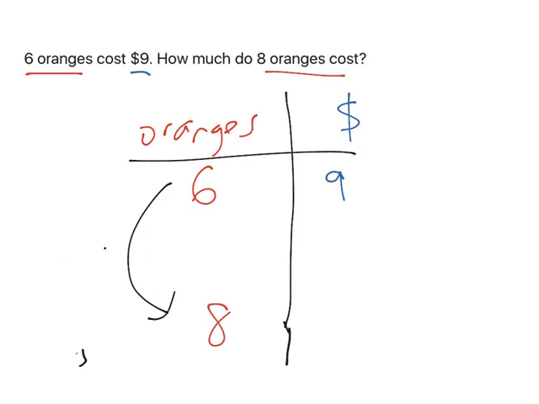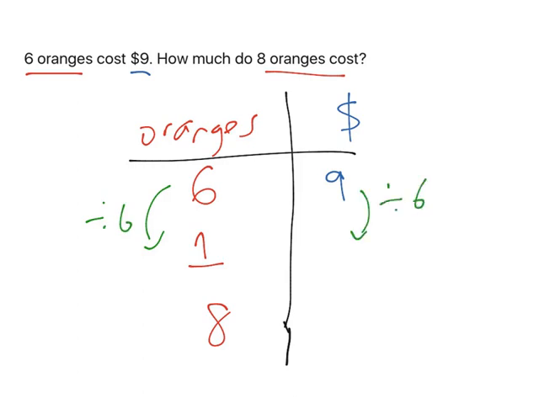But here's another way of thinking about it. Instead of scaling up, let's scale down. So if 6 oranges cost $9, how much does 1 orange cost? Well, we divide by 6, which means we divide by 6 here. 9 divided by 6 is 1.5. So $1.50. That's a pretty expensive orange. So every orange costs $1.50. Then to go from 1 to 8, we multiply by 8, and that's how we get 12. So again, we divide by 6, and then multiply by 8. So 8 oranges cost $12.